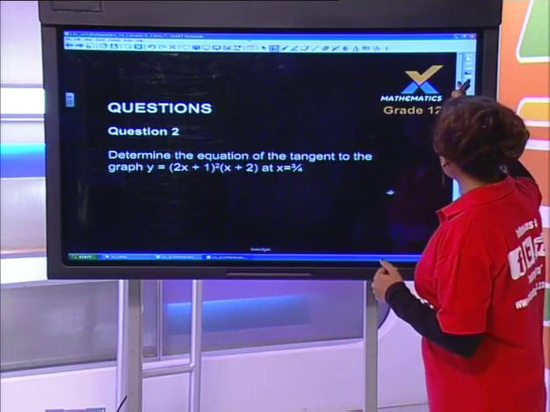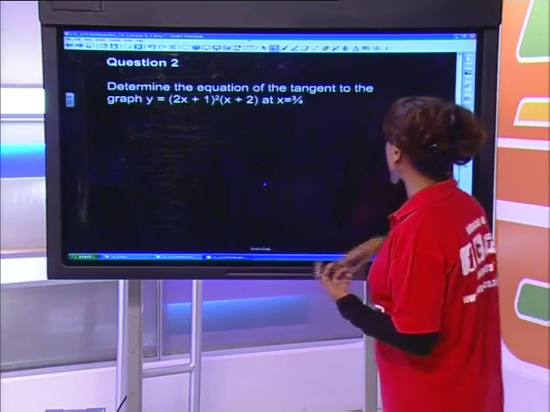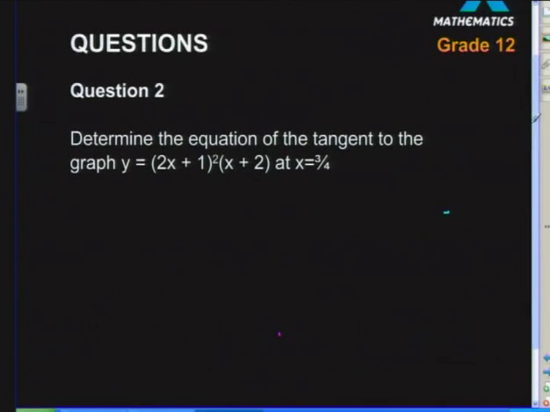Now we are going to once again go on to finding the equation of a tangent. For those who are a little bit confused about how to do this, we're going to do another question on this. In this question, we are asked to find the equation of the tangent to the graph y is equal to (2x + 1) squared times (x + 2) at x is equal to 3/4. So let's get started.